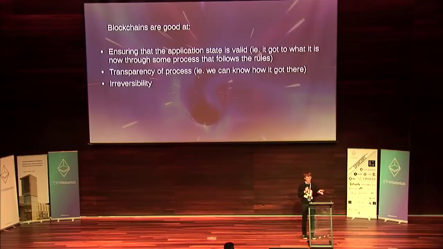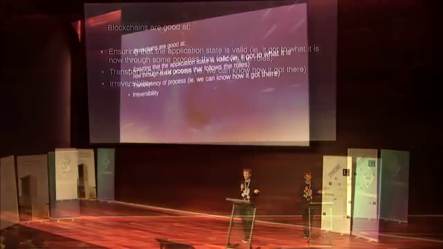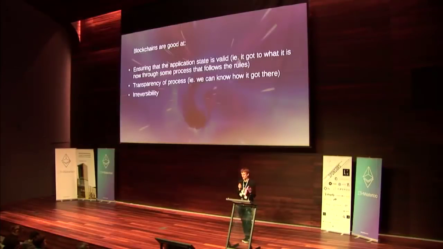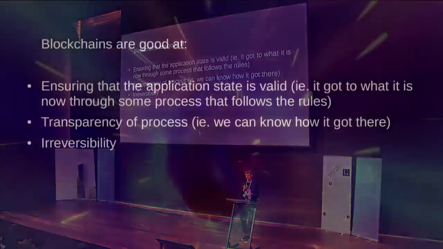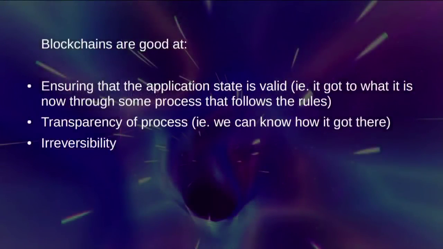So one simple example, well, the application could be a currency, and valid could mean, well, it got there through a series of valid transactions. And so if right now I have 200 Bitcoins, it means that someone actually sent 200 Bitcoins to me. It's not the case that they just kind of popped in there somewhere out of thin air. So the system got to where it is in a way that follows the rules.